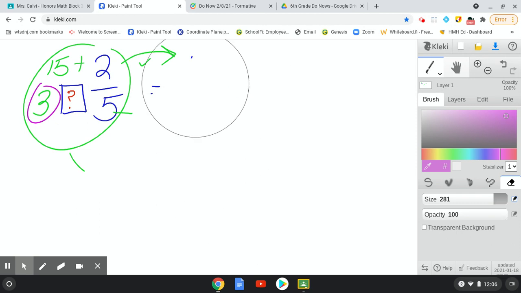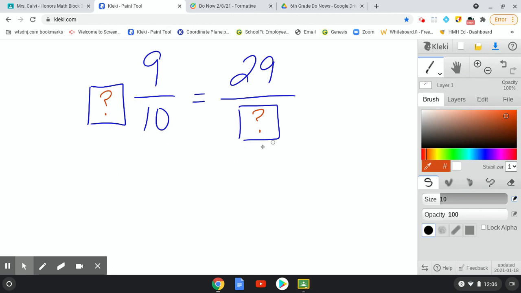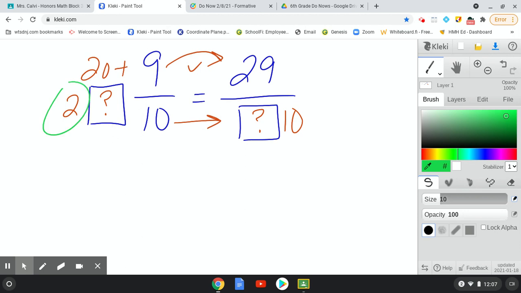Let's try another one like this. Okay, so again, missing numbers. Well, I already know that this box here, the denominator, has to stay the same, so I know that's going to be a 10, so I can fill that in right away. So now I have to think about 10 times what plus 9 is going to give me 29. Well, I'm going to try 2. 10 times 2 is 20, and 20 plus 9 does in fact give us 29. So 2 is the missing number. So our missing numbers here were 2 and 10.